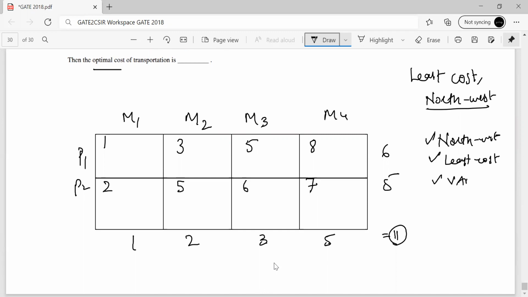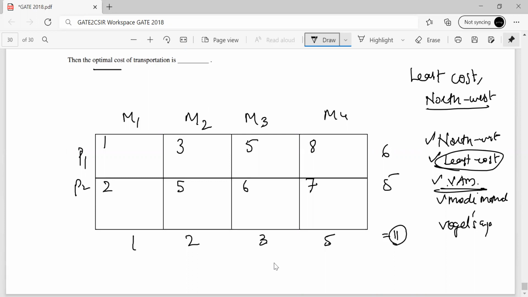And then we have Vogel's approximation method, and then the MODI method. We generally go to VAM, but since this is quite simple, least cost will perform best. If there are more than two rows, then we will apply VAM, Vogel's approximation method. But here I'll apply least cost, or you may even apply northwest.